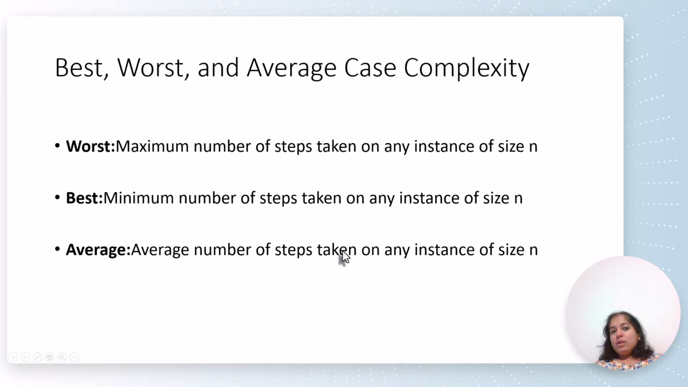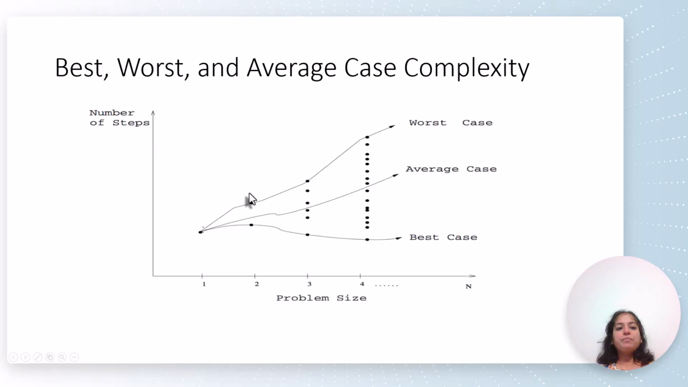Again, we said that we do the complexity analysis in 3 ways: worst case scenario, best case scenario, and average case scenario. Worst case is where the maximum number of steps is taken for any instance of size n. Best case is the minimum number of steps taken for any instance of size n. Average is the average number of steps taken, right?